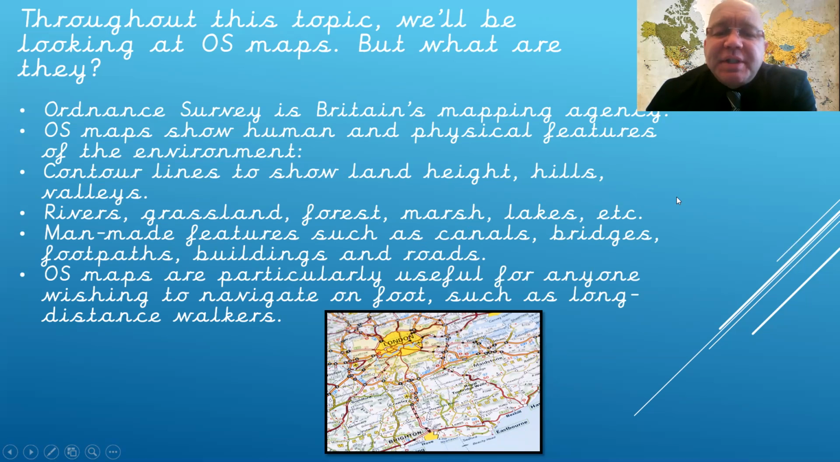And OS maps are particularly useful for anyone wanting to navigate on foot, such as long-distance walkers. They're really useful to know if you're coming up on a hill, so you can decide whether to go up and over it or around it. Really useful to know what the terrain is going to be like. Are you going to be going through marshy, wet, horrible ground? Are you going to be walking on footpaths? So really useful to know what's coming up. And an OS map, an Ordnance Survey map, will share with you all that information.